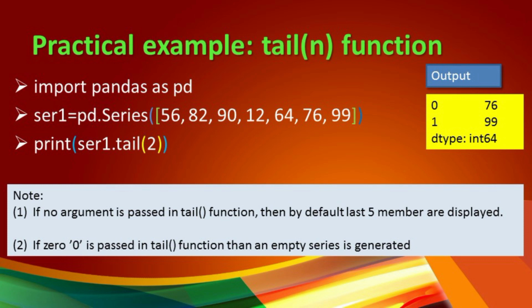As shown in the output window, you can see that the default generated index values 0 and 1 are printed with the data values 76 and 99, because we have passed the argument 2 here. Please note that when no argument is passed in the tail function, then by default the last 5 elements are printed in sequence. If 0 is passed in the tail function, then an empty series is generated with the data type int64.